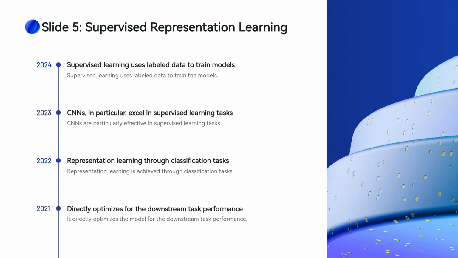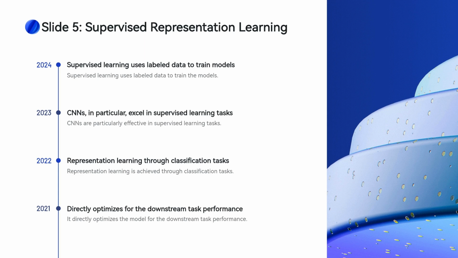Supervised representation learning refers to training models on labeled data to perform specific tasks, such as image classification, object detection, or facial recognition. In supervised learning, the model is provided with both input data, e.g., images, and corresponding labels, e.g., object categories, and it learns to map inputs to the correct output.